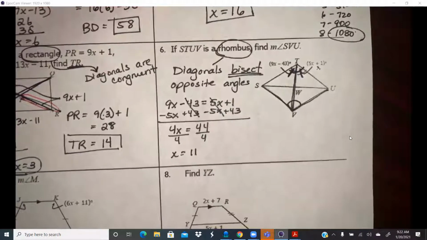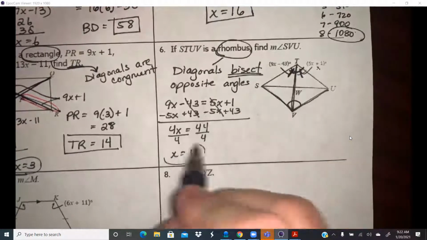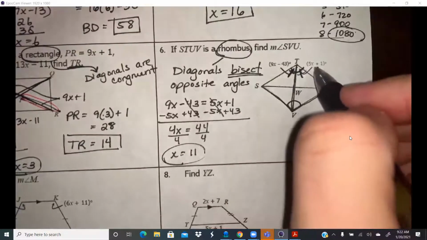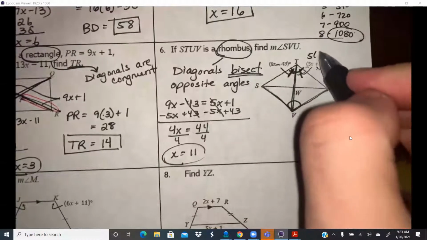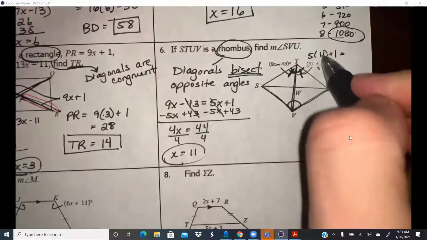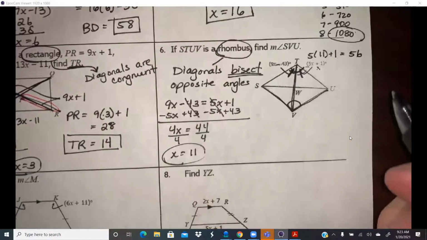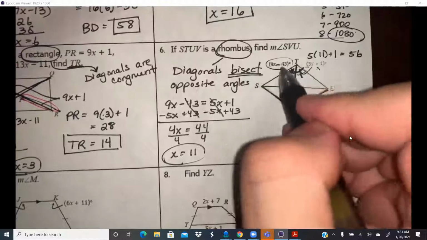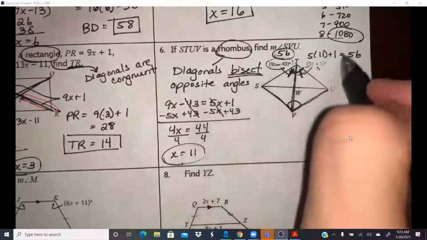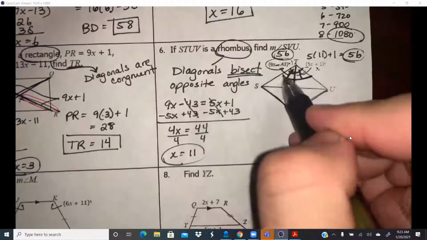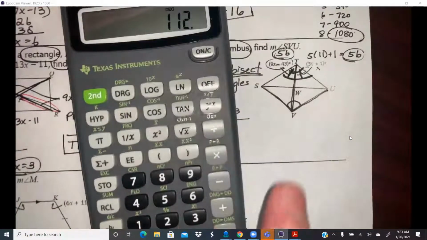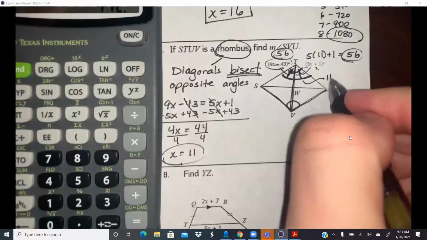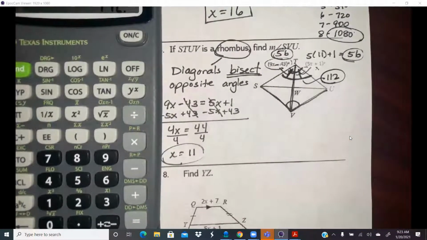Okay, well, we're not really done there, right? Now we got to take x equals 11 and plug it into one of these two. I'll plug it into this one. This one looks like it's easier. If I do 5 times 11 plus 1, 55 plus 1 is 56. So that means that both of these angles are 56, which means that the whole thing, 56 times 2, this entire angle is 112 degrees.